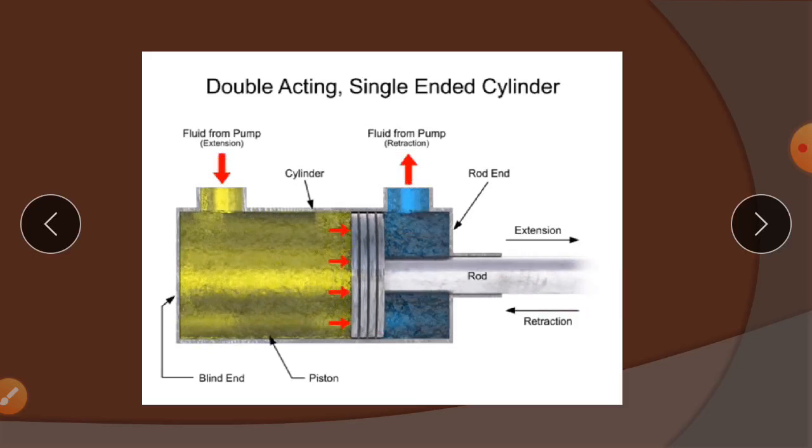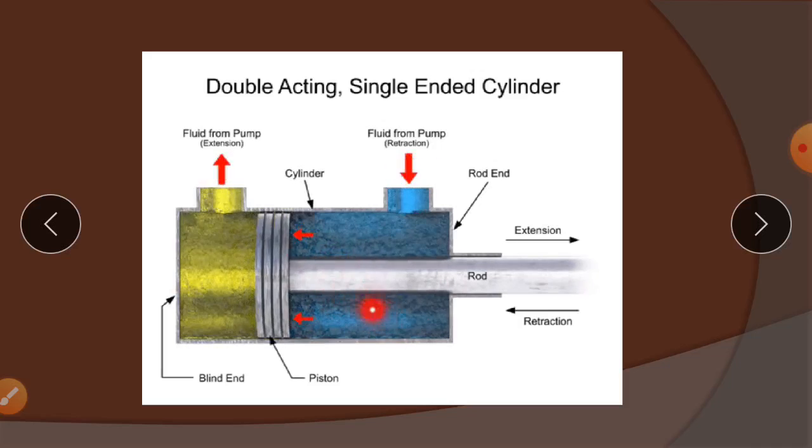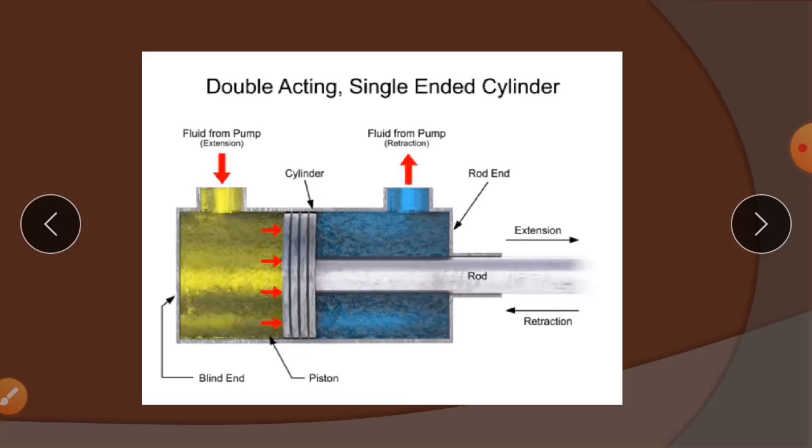You can see in this portion the area of liquid for pressurizing the piston is more compared to this area. So because of that, some amount of pressure variation will be expected at both ends of the piston.